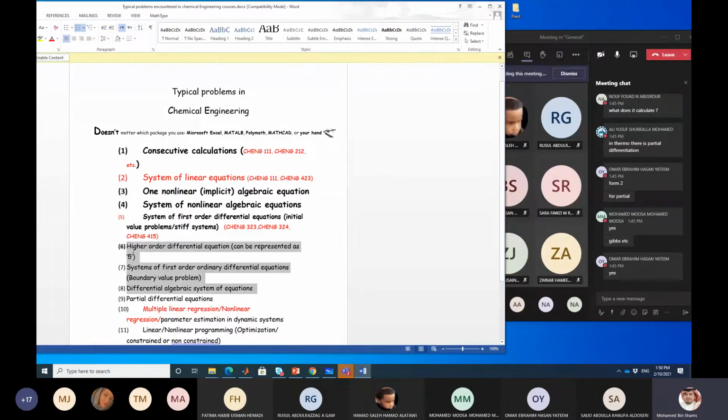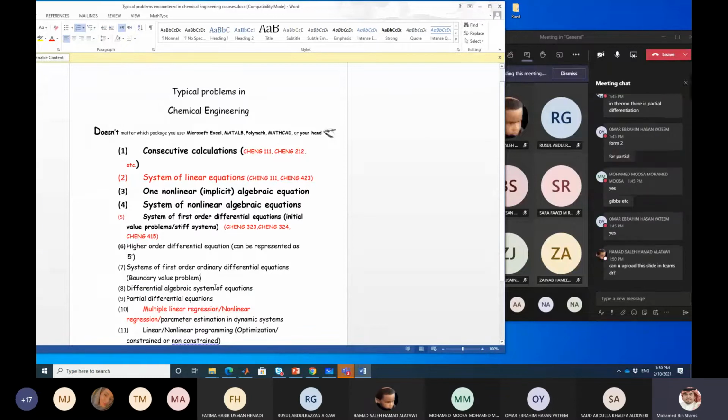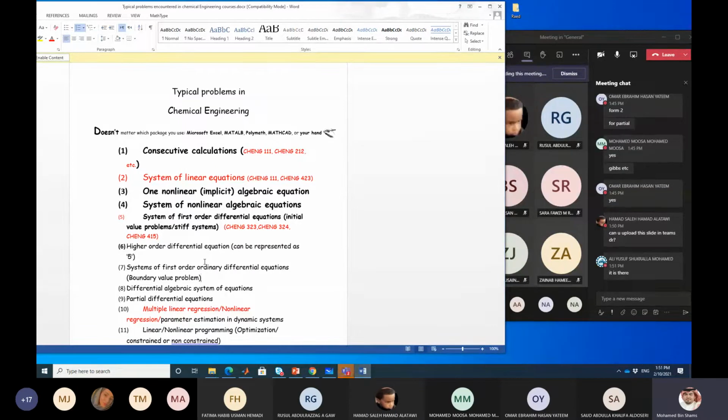Maybe an elective course would be a nice course to include all this: boundary value problems and differential algebraic systems. When you have coupled equations they call them DAE, differential algebraic system of equations. All of them can be solved with computers. I already uploaded it, Hamad. It's already there.